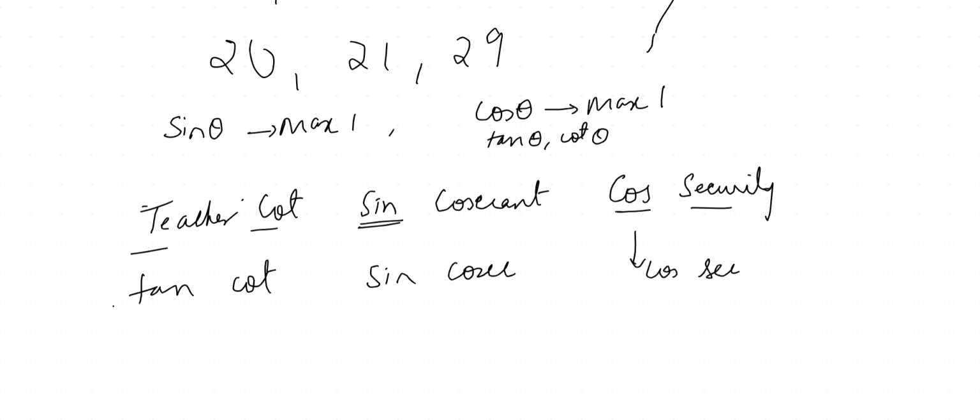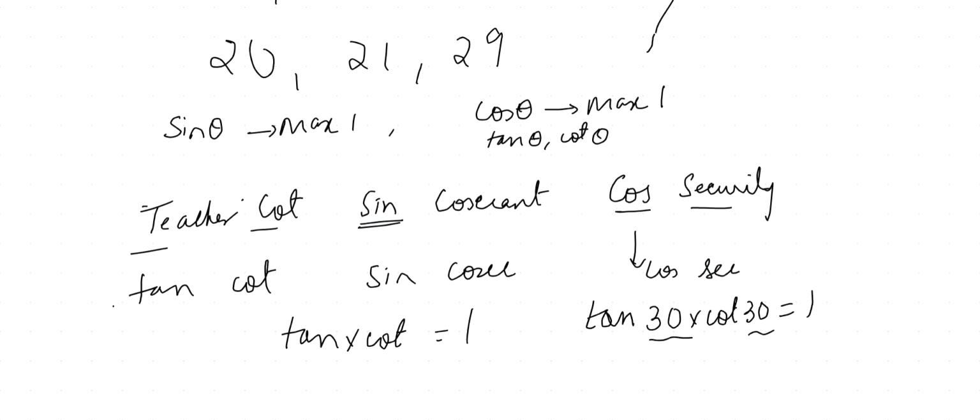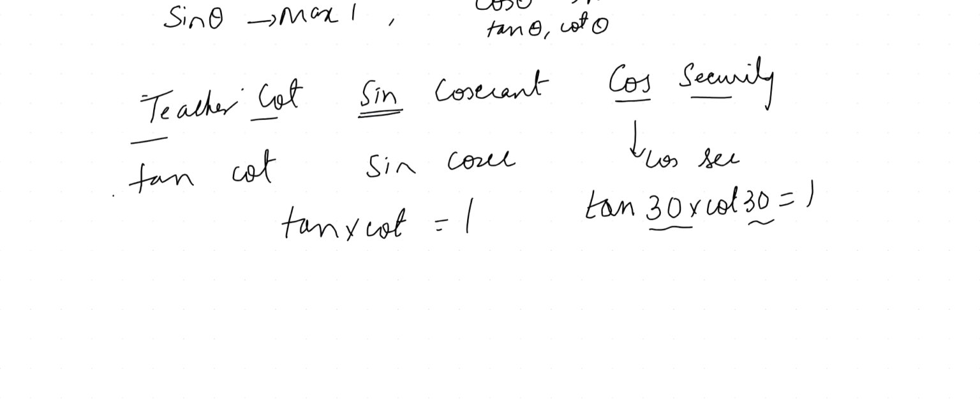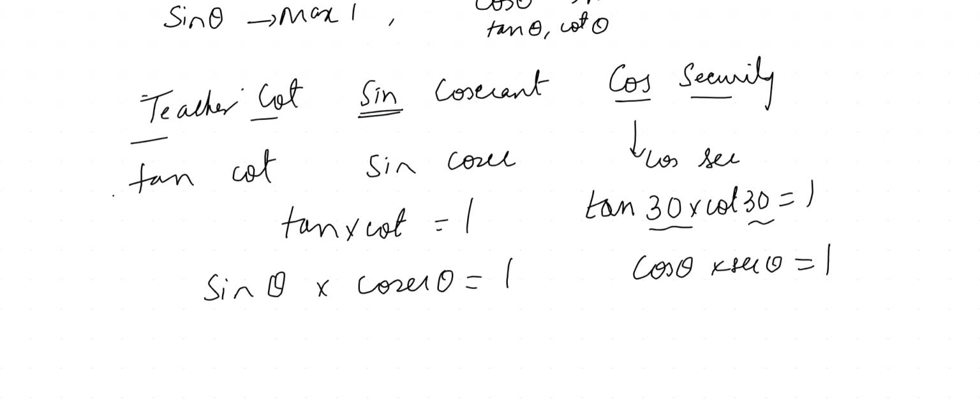Which means when I multiply tan and cot, I'm going to get 1. Tan theta into cot theta, same angle, of course. I can't say tan 30 into cot 40. If I say tan 30 into cot 30, then it is equal to 1. The same angle should be there. Similarly, sine theta into cosecant theta will be 1. And cos theta into secant theta will also be equal to 1.